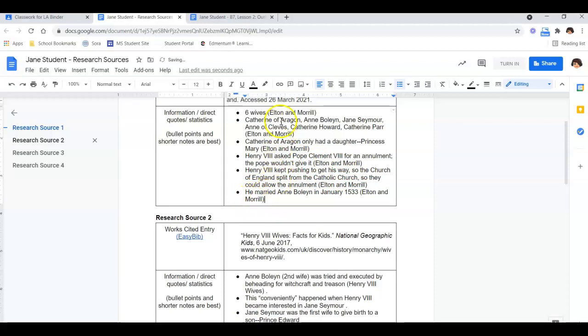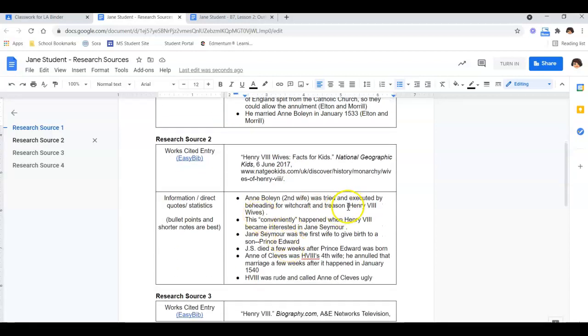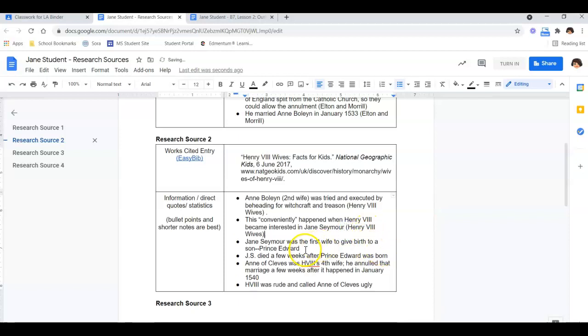So at the end of every bullet point for that source, I have that in-text citation, the parentheses with the author's last name. Or if there's no author, then I've copied the title. If there's a long title with a colon, you can just put the part before the colon. And so you're going to put that at the end of every single note that you have for that source.